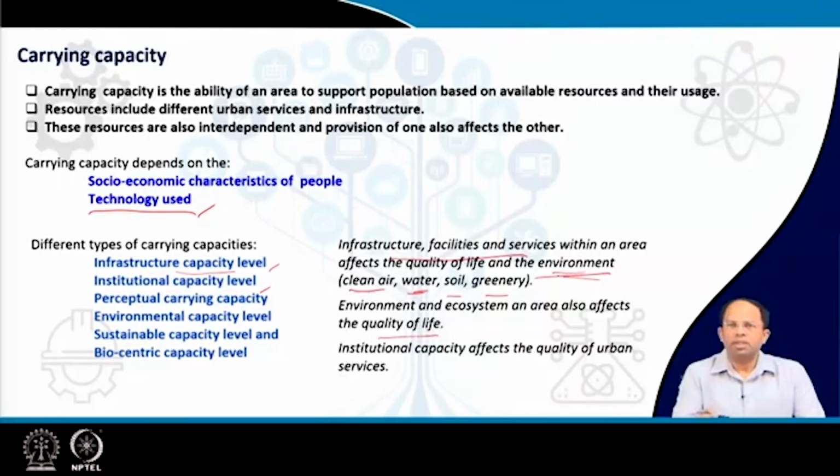So the environment is affected by provision of certain infrastructure, whereas the environment also changes the quality of life and, vice versa, the number of people it can support. And institutional capacity affects the quality of urban services. If the institutional capacity is not there, I cannot even provide the urban services that need to be provided. So this is how all these are interconnected, and we need to build up capacities in all of them to support each other, right. So carrying capacity is a big part of determining the gap in service provision for a particular area.